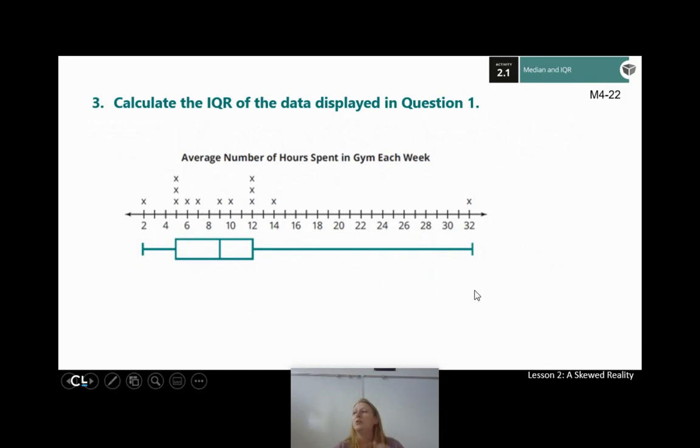So I would like you to go ahead, go back to that question 1, go back to our box and whisker plot that we made earlier, go back to the 5-number summary that we wrote down earlier, and I would like you to calculate the interquartile range. Go ahead and hit pause to work that out. Hit play when you're ready to check your work.